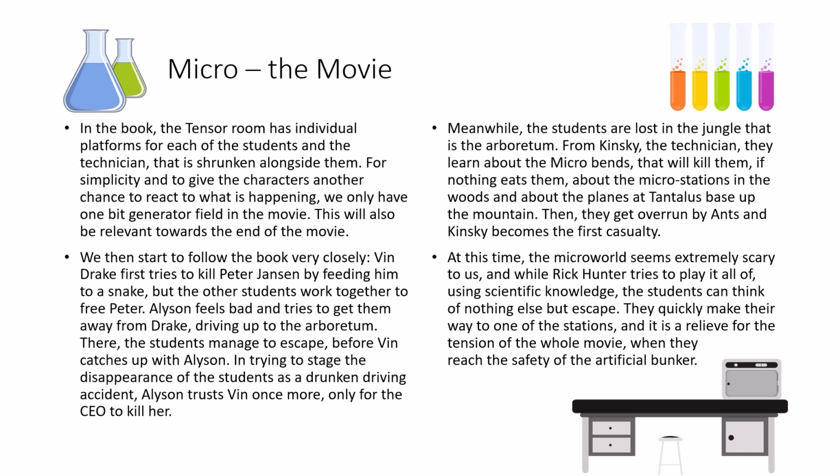Meanwhile, the students are lost in the jungle that is the Arboretum. From Kin Sky, the technician, they learn about the micro-bends that will kill them if nothing eats them, about the micro-stations in the woods and about the planes at Tantalus Base up the mountain. Then, they get overrun by ants and Kin Sky becomes the first casualty.